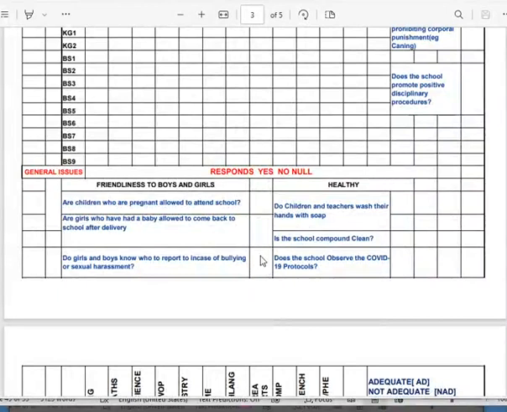Then you put here, what is the health status of your school? Do children and teachers wash their hands with soap? If it is yes, you indicate. If it is no, you indicate. Is the school compound clean? If it is yes, no, or not applicable, you have these options. Does the school observe COVID-19 protocols? If it is yes or no, you input it over here.